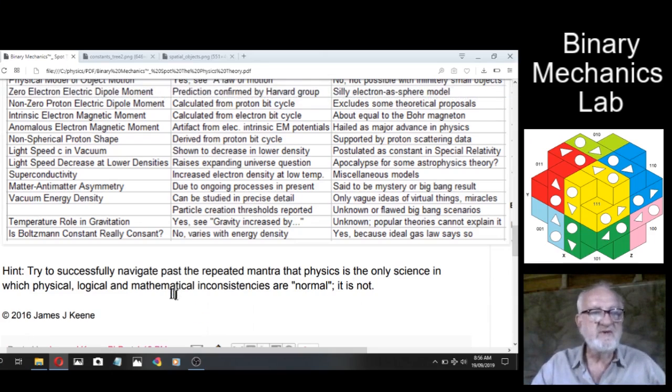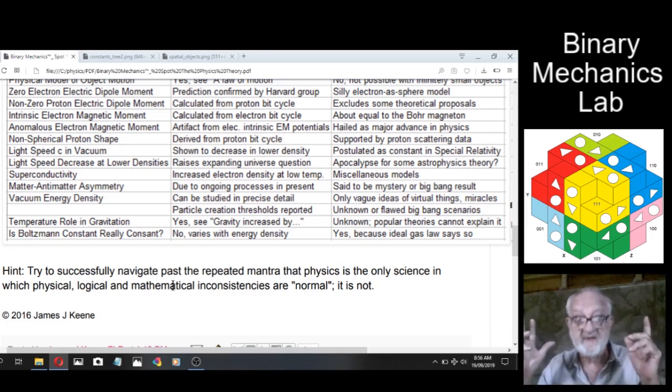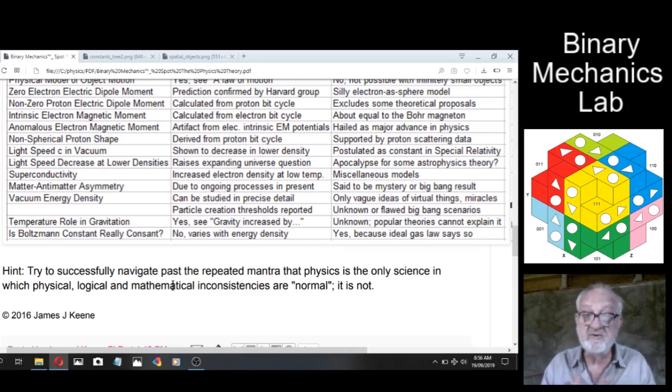Hint, try to successfully navigate past the repeated mantra that physics is the only science in which physical, logical, and mathematical inconsistencies are normal. That's the story your textbooks are trying to sell you, that all these inconsistencies are normal. But it is not. Physics, like other sciences, must be logical and consistent. I hope this little presentation has helped you take an inventory of some important topics in binary mechanics that you might want to look at as you study further.